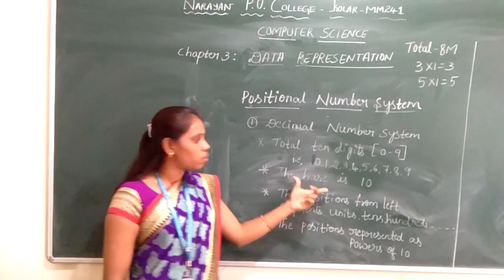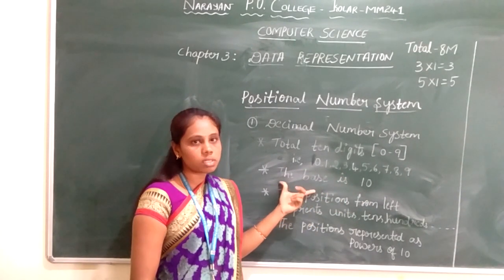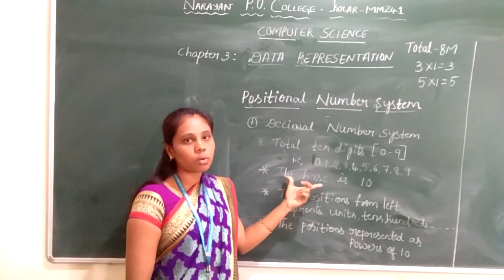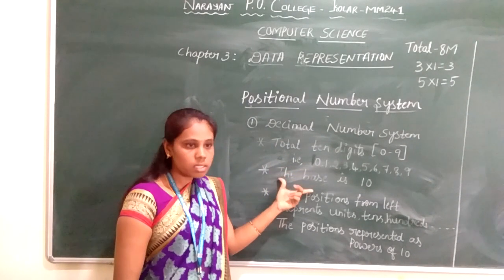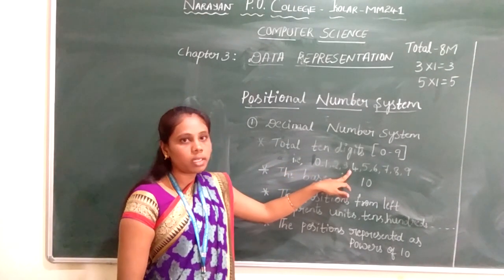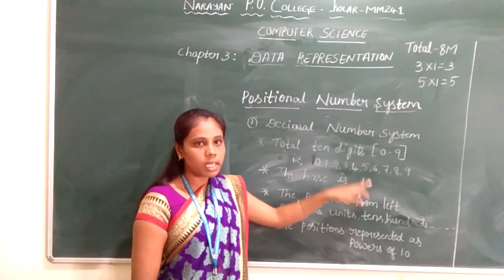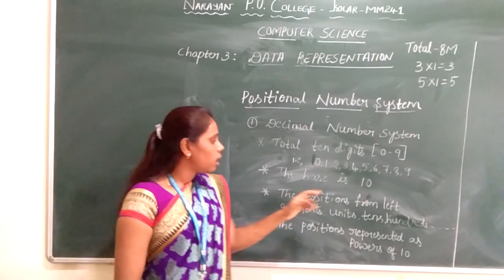Hence the base of this number system is 10. I told you what the base is. Base is defined as the total number of digits used in any number system. We call it a base. Here we are using a total of 10 digits. Hence the base of this decimal number system is 10.